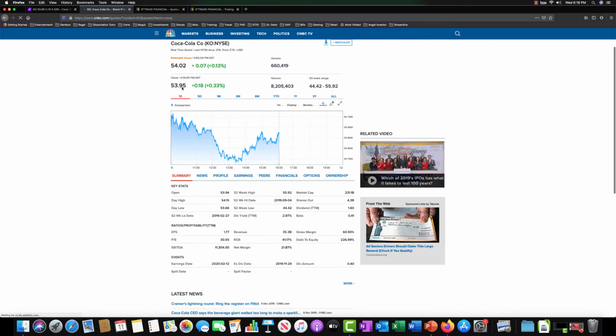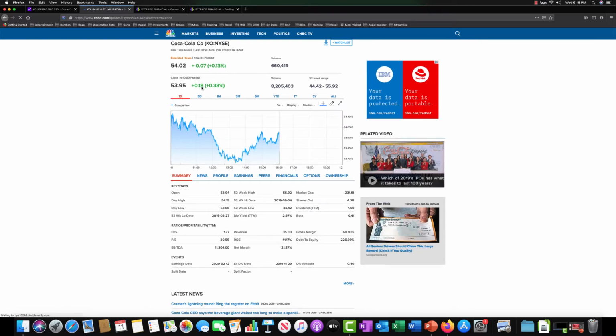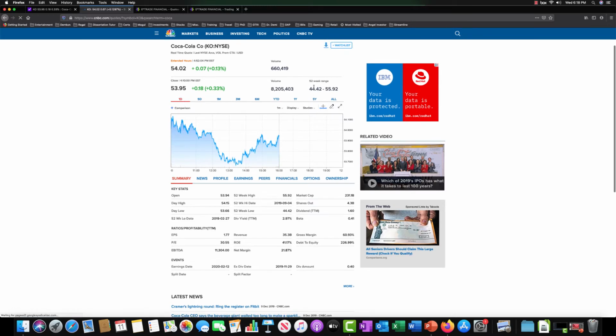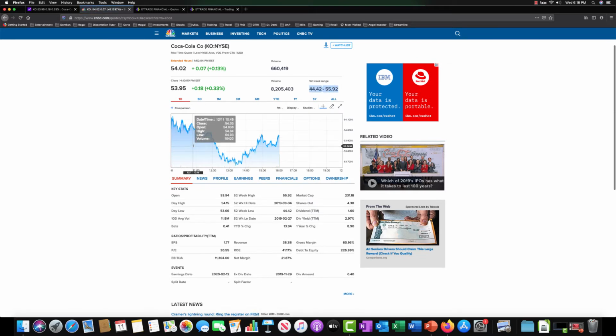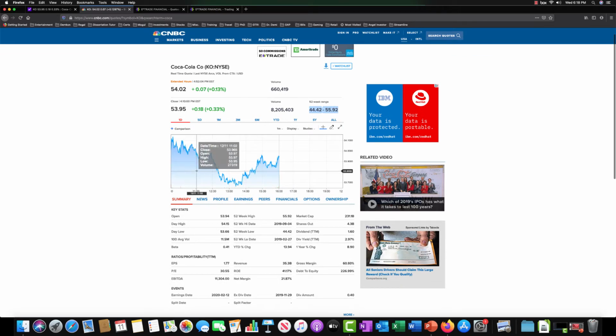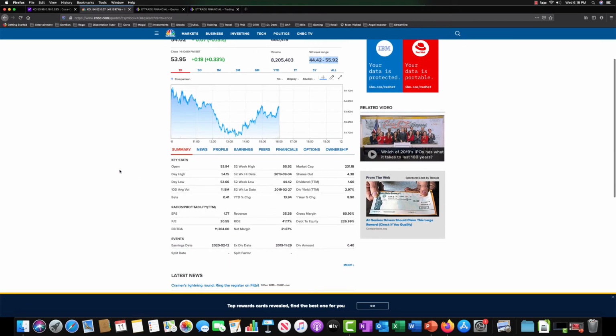Once again, you see the closing price was $53.95. The plus 0.18 or plus 0.33% is the gain. If it went down, it'll be red and in the negative. The 52-week range, which I mentioned, is something that I do like to see. I will take a look at charts sometimes, but it all depends on, once again, what is my focus, what is my goal.